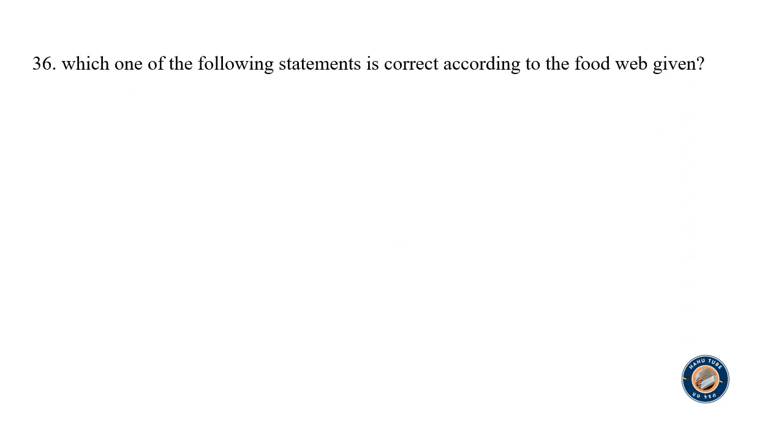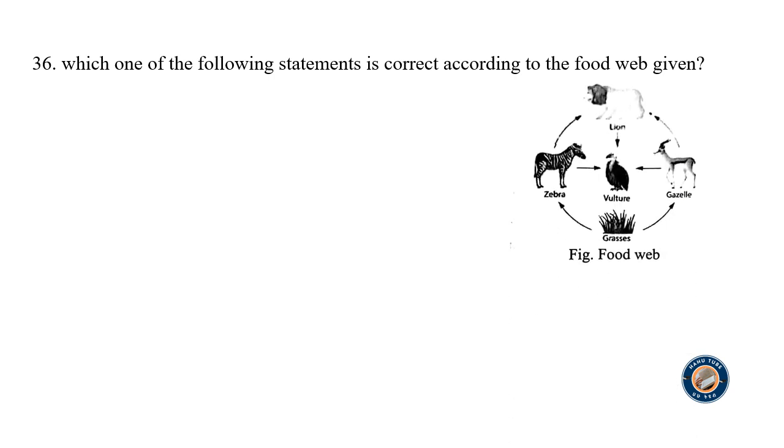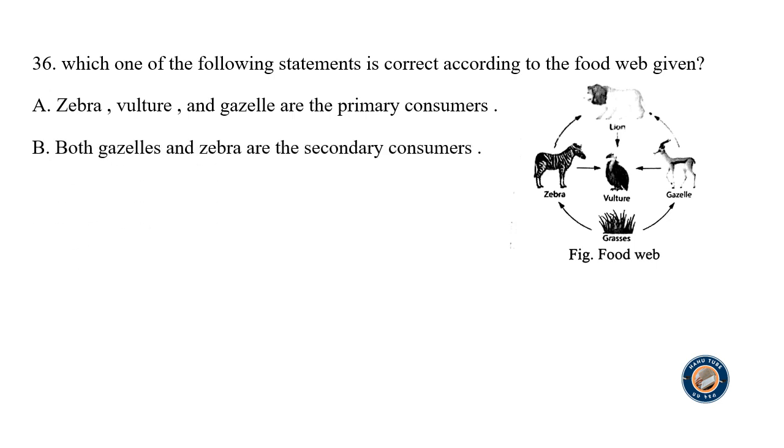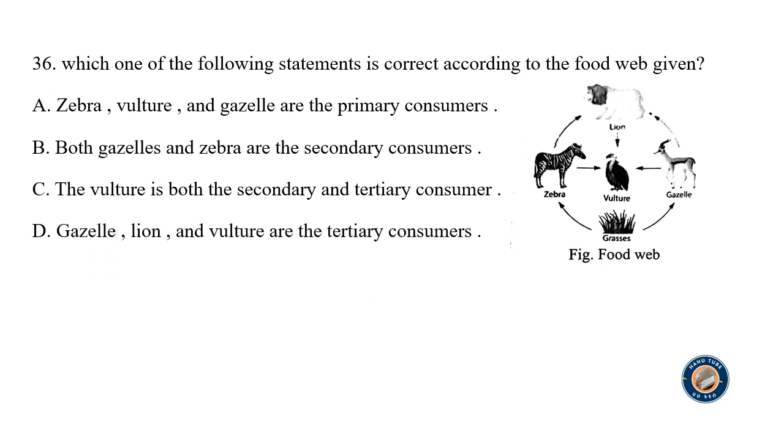Question number 36. Which one of the following statements is correct according to the food web given? A. Zebra, vulture, and gazelle are the primary consumers. B. Both gazelles and zebra are secondary consumers. C. The vulture is both the secondary and tertiary consumer. D. Gazelle, lion, and vulture are the tertiary consumers.